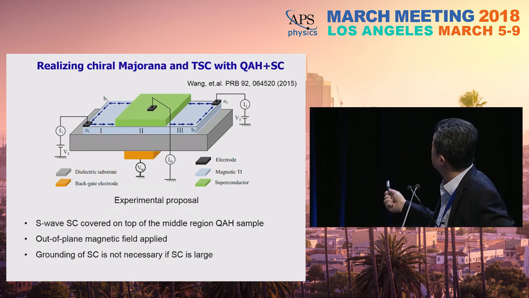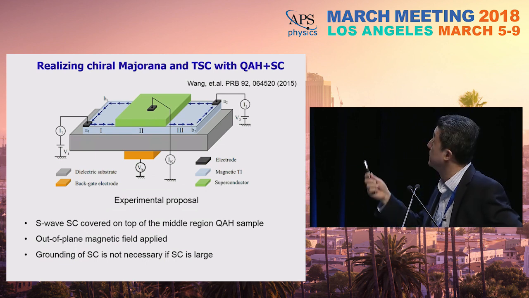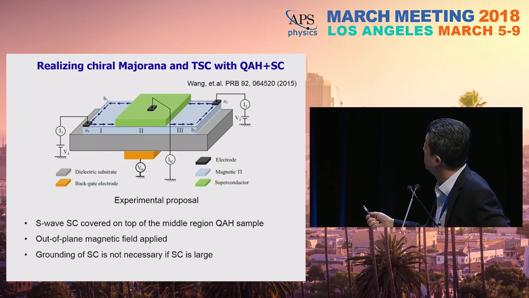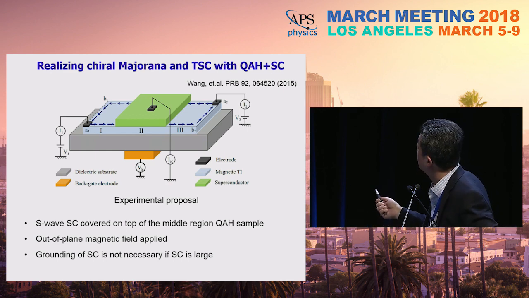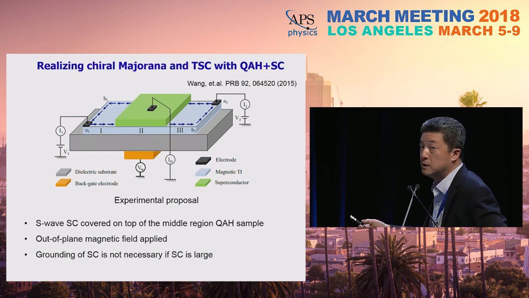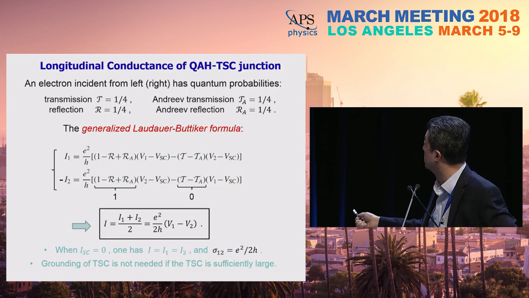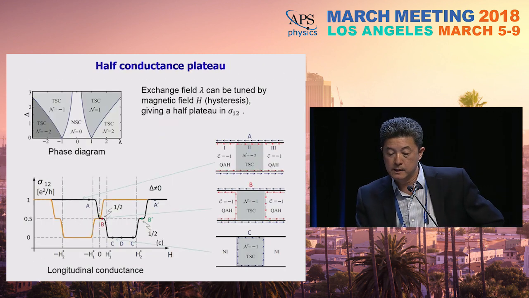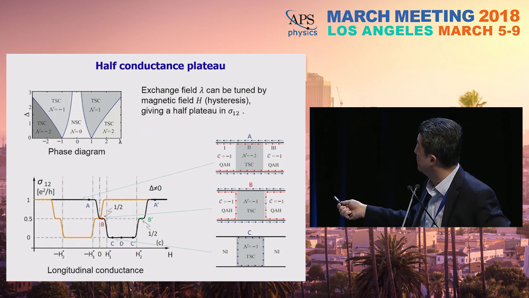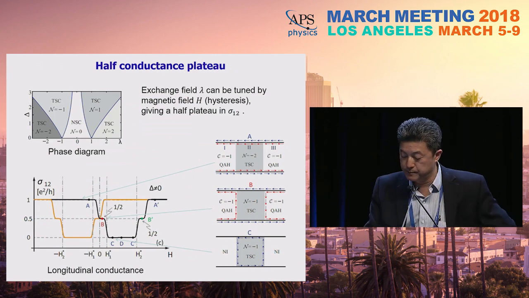So we finally proposed in this paper, with the full experimental setup, how one should carry out the experiment, namely having a substrate, having a magnetically doped topological insulator such as chromium doped bismuth telluride, then with the ordinary superconductor applied on top, and then sweeping the external magnetic field to look for this half plateau quantization. And this is the illustration of what is predicted theoretically in this paper.